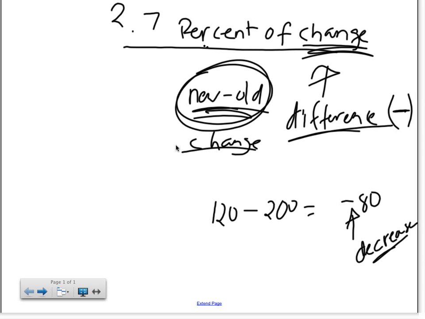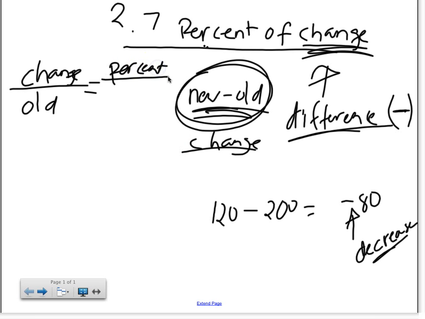So let's figure this out. What is the percent of change? We know it's a decrease, right? Because it's going down 80. We need to convert. What is that 80 in terms of percent? Well, here's a percent proportion that you need to remember. Whatever the change is, you compare directly to your old price. And then if I want to convert that back into percent, all I have to do is have the percent, whatever it is I'm trying to find, over 100.